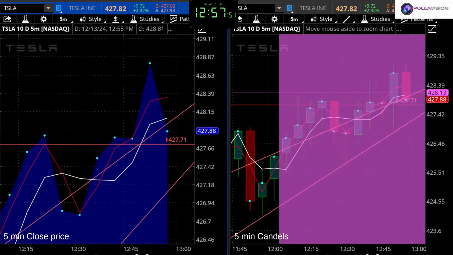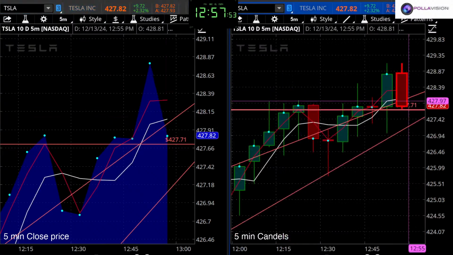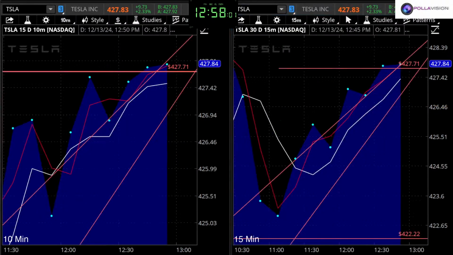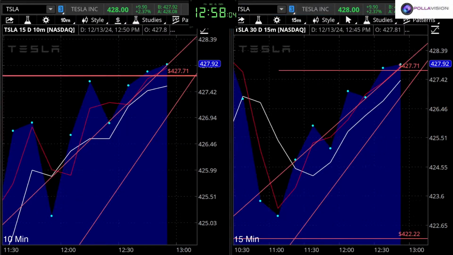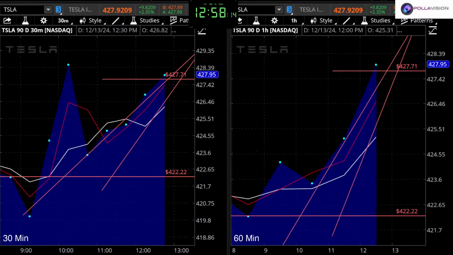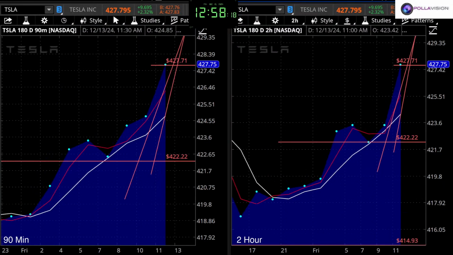And we're still inside and above my little price point here. The 10 and the 15, we're still up on the 10 and the 15. If those go both negative at the top of the hour, caution. The 30 and 60 looks good, and the 90 and 2 hour.